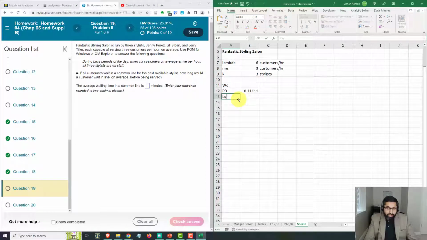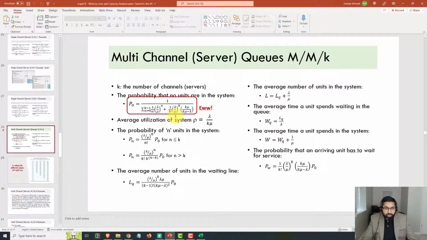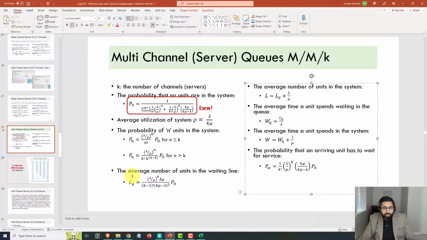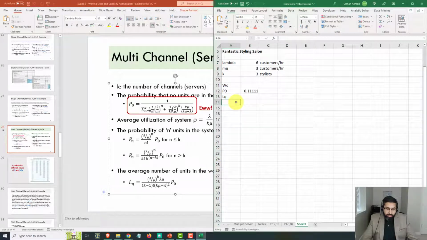Okay. Next we have to find LQ, because if you go to our slides, if we find LQ, then we can solve for WQ, because WQ depends on LQ. So LQ is a little bit of a complex calculation, so I'm going to do it in 2 parts. I'm going to calculate this top term and call it part 1. Then I'm going to calculate the bottom term, call it part 2. Then I'll divide the 2 and multiply it by P naught, which I already have. So for LQ, I'm going to do part 1, and then part 2, and then the final LQ value.